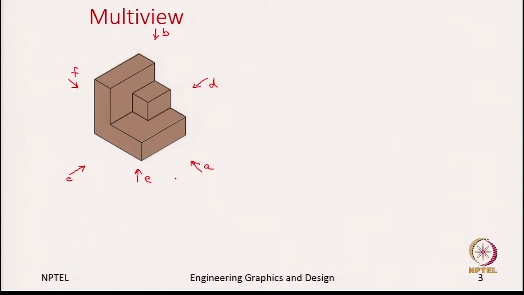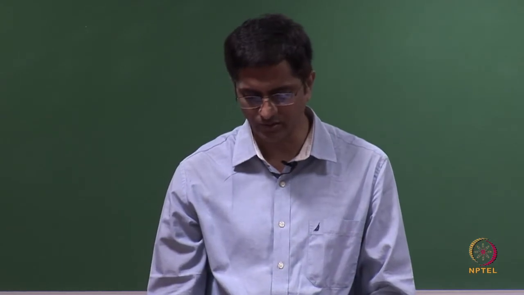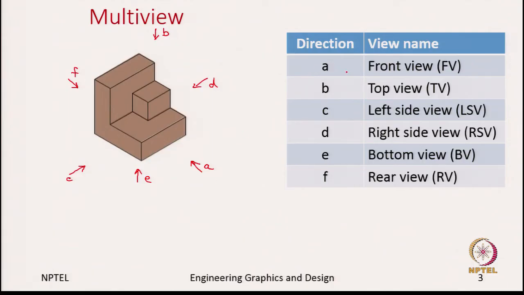The reason I am naming these is because depending on the direction you look, the view which you capture on the projection plane has a name, and those names are here. So, if you are looking at the front, the view you capture is called the front view, and from B, where you are looking from the top, what we capture is the top view, sometimes called TV, depending on where you want to use. And similarly, if you are looking from the left, you have the left side view, looking from right, you have the right side view, looking from the bottom, we have the bottom view, and looking from the back, you have the rear view. So, these are the 6 conventional views.